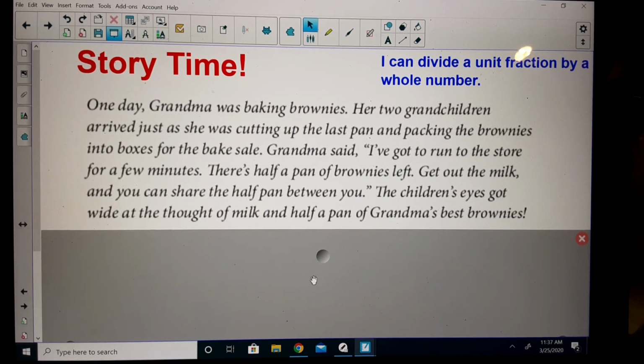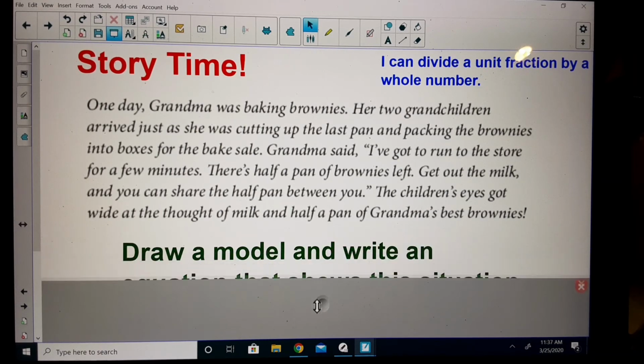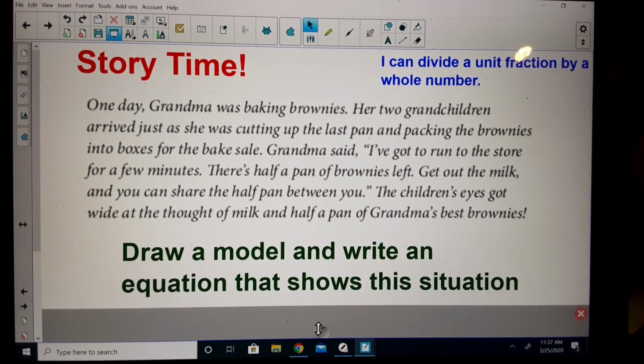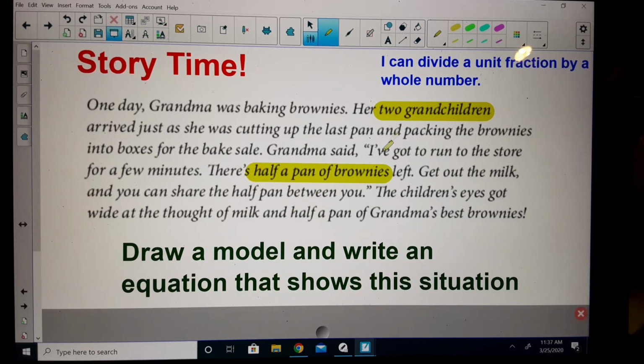Sounds good. We'll take a moment and on a piece of paper, draw a model of this and write an equation that shows it. We have 2 grandchildren sharing half a pan of brownies. So write an equation that shows that and a model that shows that. Now pause the video while you do your work and then press play when you're ready.